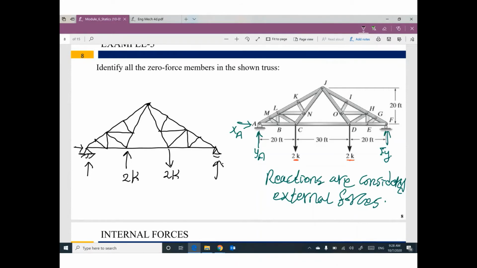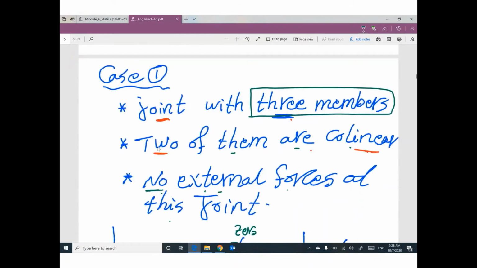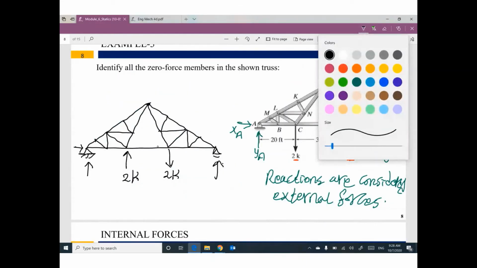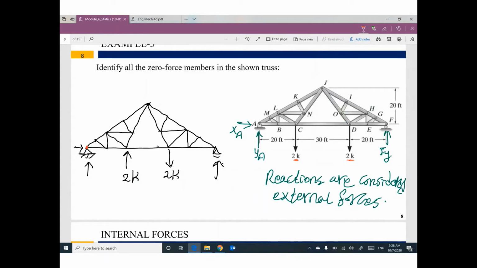I suggest to start with case number 2. Check if you have a joint with 2 members only and no external forces. We have this joint, 2 members only, this one and this one. This joint has 2 members only too. That's it: joint A and joint F. If you try to check any other joint, no way.